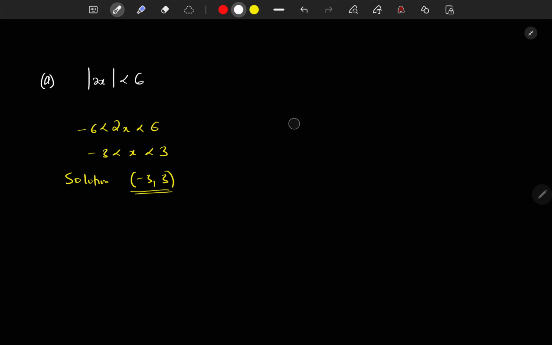Okay. The next one is number B. It is telling us to solve the modulus of x plus 3 is less than or equal to 4. This one, we are dealing with this same form. Meaning if we transform this one into the way we are writing this one, this becomes negative 4 is less than or equal to x plus 3, which is less than or equal to 4.